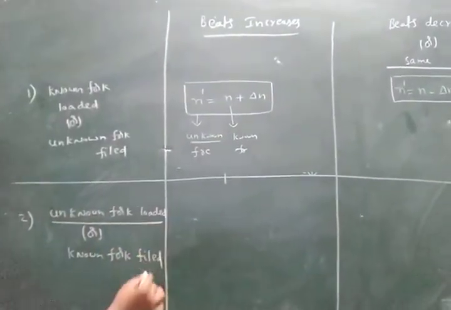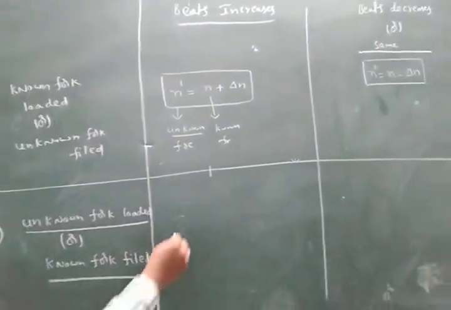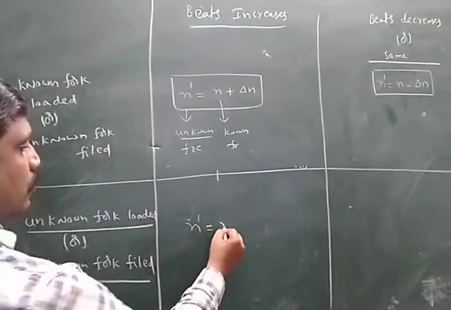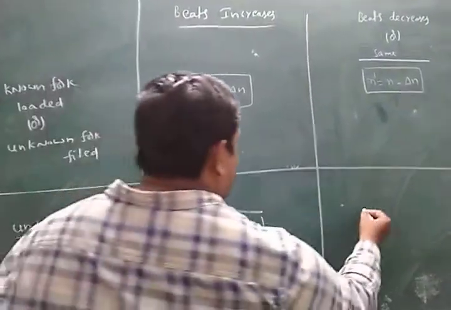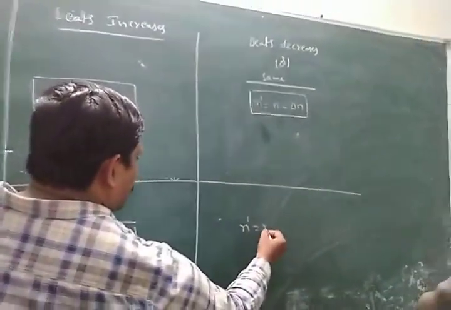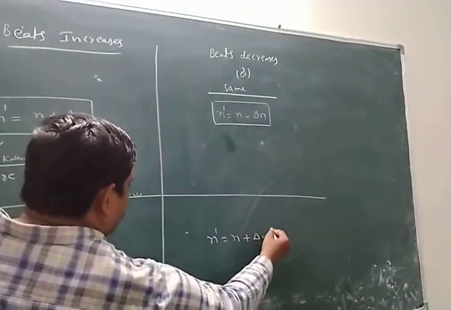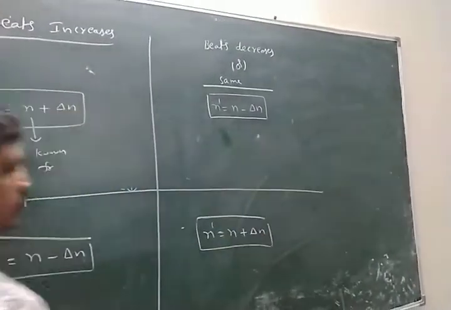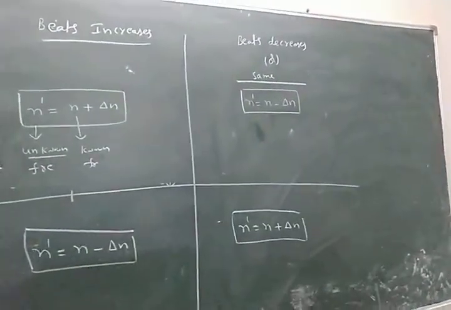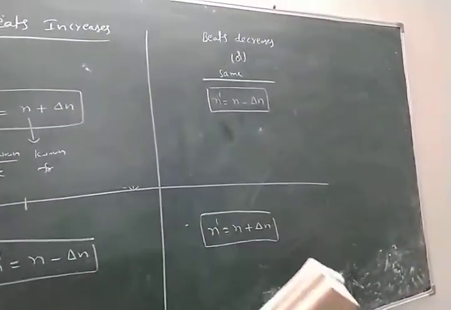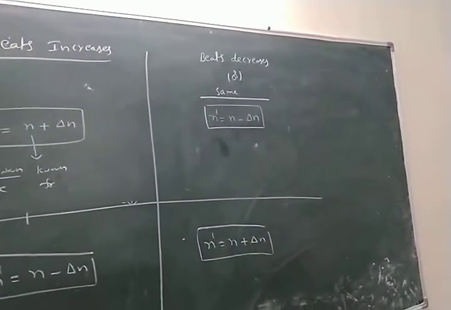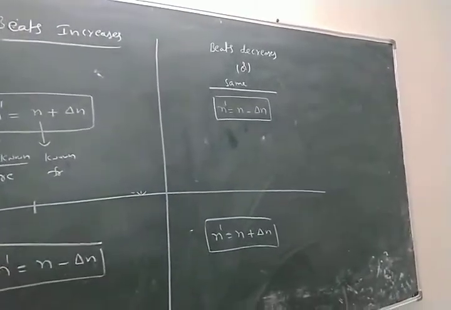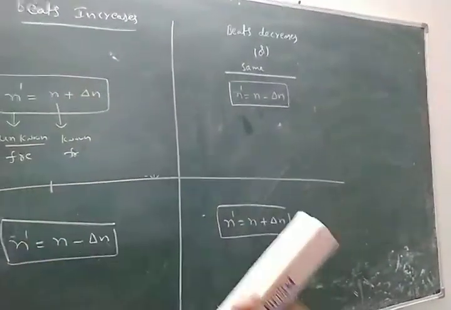Here look. Unknown fork loaded or known fork filed: this is the n dash value. The n dash formula is n minus delta n when beats decrease, and n dash equals n plus delta n when beats increase. These four formulas are used to solve the problem. Here n dash is the unknown fork frequency, n is the known fork frequency, and delta n is the number of beats initially.